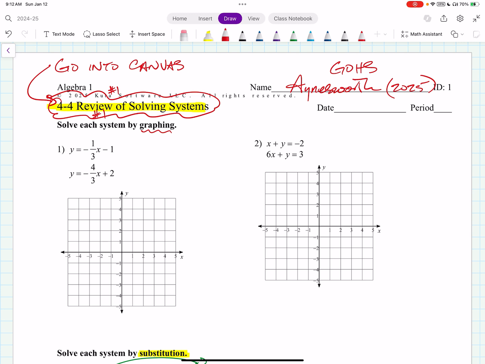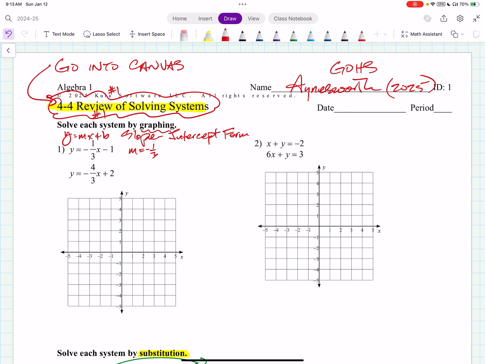Okay, now the first system here is a very basic one. We're already in slope-intercept form, so let's go over some basics. This is y equals mx plus b. It's called slope-intercept form because you can see the slope and the y-intercept given the equations here. So in the first equation, your slope is negative 1/3.